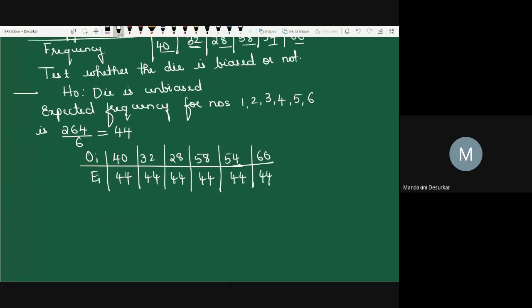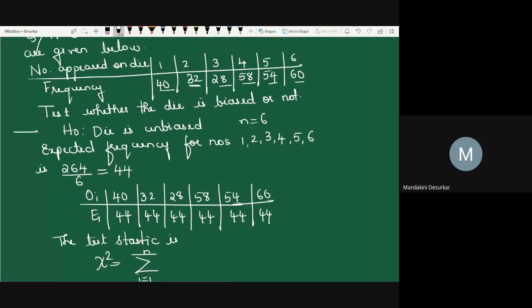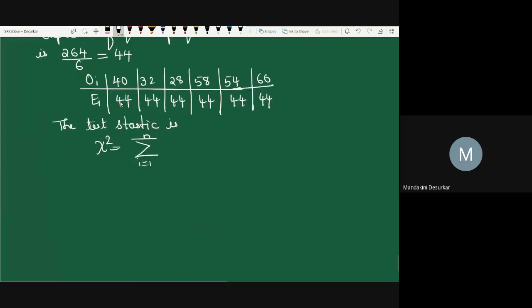Now, once I get this, as per the test statistic, chi-square is equal to the summation for i from 1 to n. What is the value of my n? n is nothing but 6. There are 6 numbers, 1, 2, 3, 4, 5, 6. So the value of n is 6. That is, (Oi minus Ei) whole square divided by Ei.